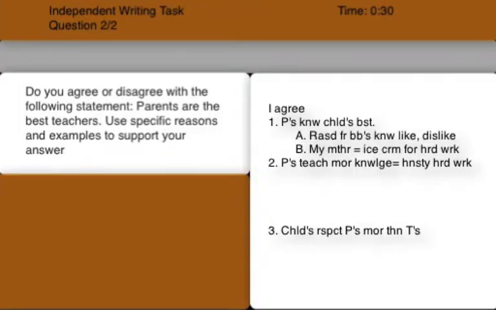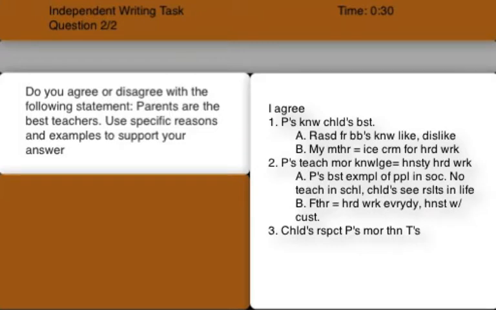Agree. Number 1. Parents know their children best. For example, they've raised them from babies, they know the likes and dislikes. My mother always knew how to get me to learn by using ice cream as a reward. Number 2. Parents can teach children more skills than book knowledge, like honesty and hard work. For example, parents are a good example of people in society. This is not taught in schools. Children see the results in real life. For example, my father taught us to be honest and hardworking by working every day, being honest with customers.